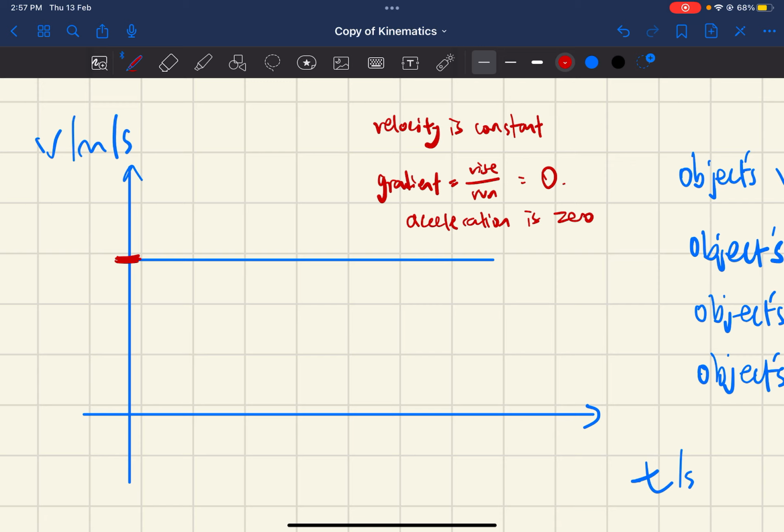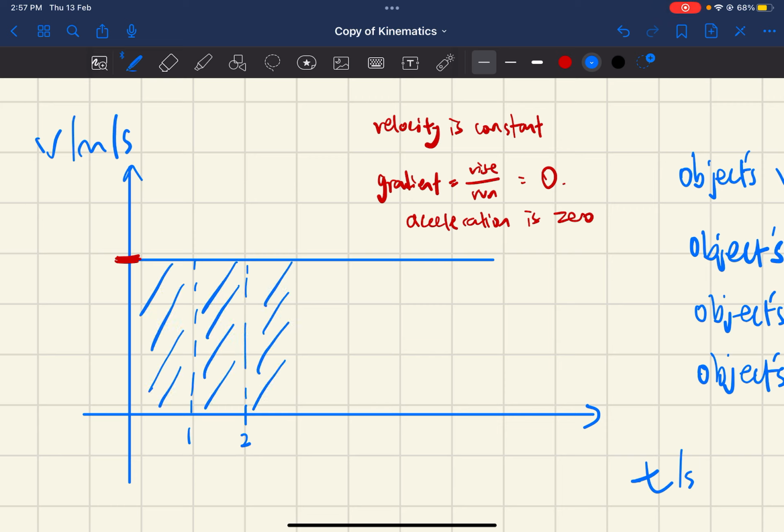Last one, it will be your area under the graph. For your area under the graph, after every second that has passed by, it is just an increase in one rectangle. So your displacement, which is your area under the graph, is increasing at a constant rate.